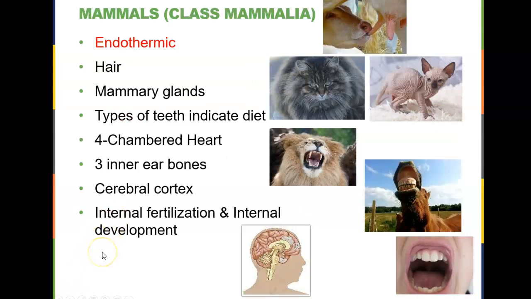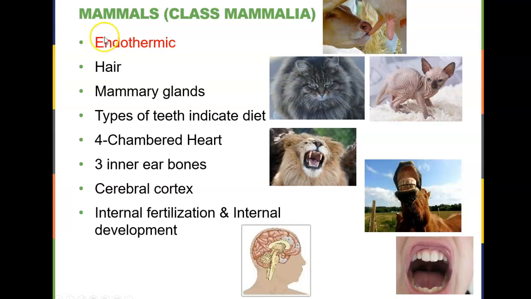Our very last class that we'll take a look at, these are the mammals, class Mammalia. So all mammals are endothermic. Endothermic meaning they need to maintain body temperature regardless of the outside temperature. And so that takes a lot of energy.